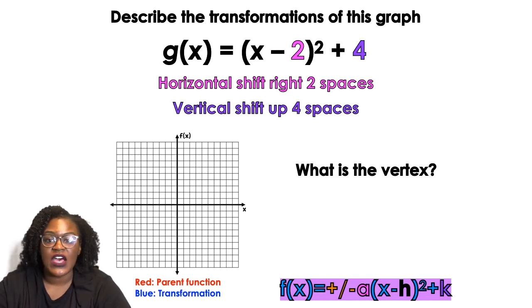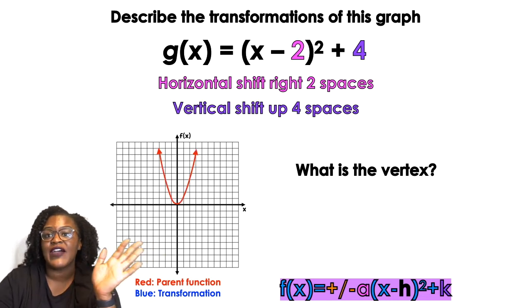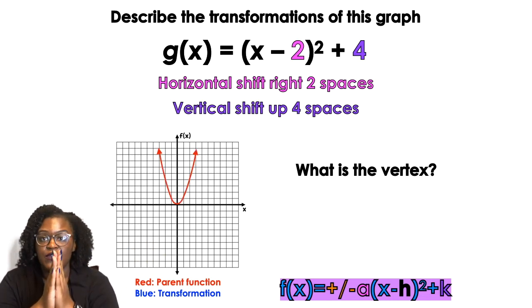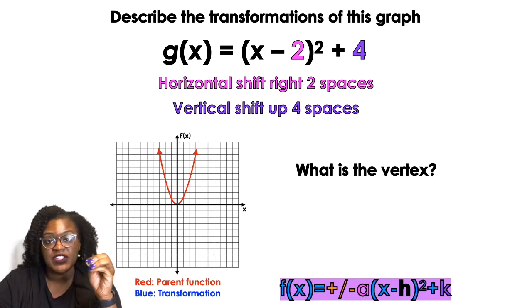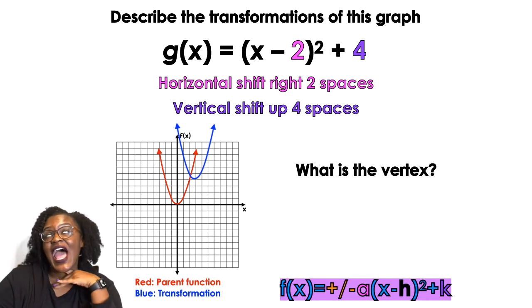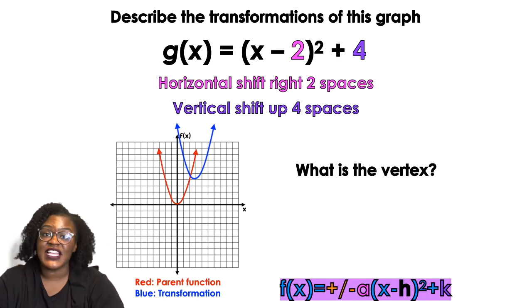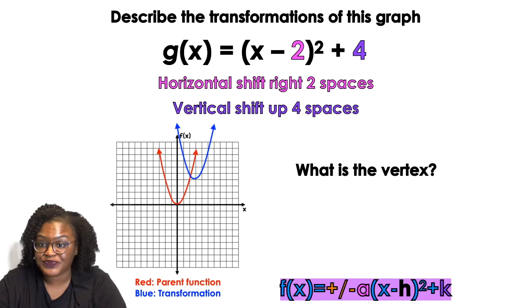Then you should know what your parent graph is. Your parent graph is going to be negative 2, 4, negative 1, 1, 0, 0, and then 1, 1, and 2, 4. If this is your parent graph, the transformation that we just described is now this blue graph right here. We are going to move it to the right 2 spaces, and then we're going to move it up 4 spaces. Ta-da! And just like that, you did that.